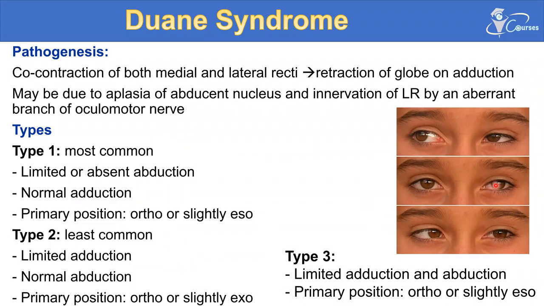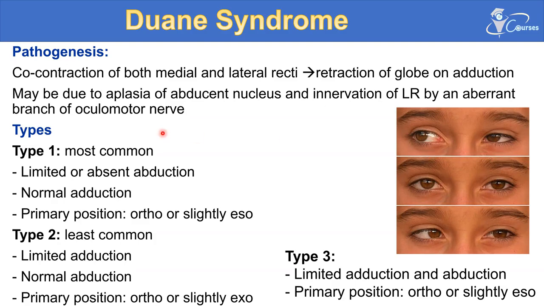You can see this patient in the primary position looks normal. When he looks to the right, it looks like normal ocular movement. However, there is a little bit of retraction of the globe. You see this narrowing of the palpebral fissure on looking to the right. This is a retraction. When the patient is looking to the left, what happens? There is limitation of abduction of the left eye. So there is limitation of abduction and retraction of the globe, and this will be characteristic for Duane syndrome.